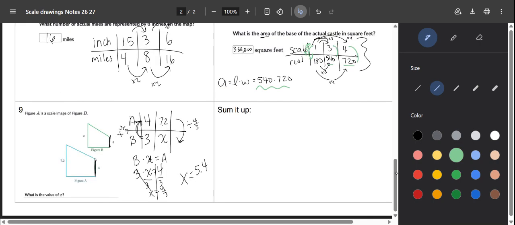So on your notes, I'd like you to sum it up. What do we need to remember? What is important? And we will do some practice problems on this tomorrow.